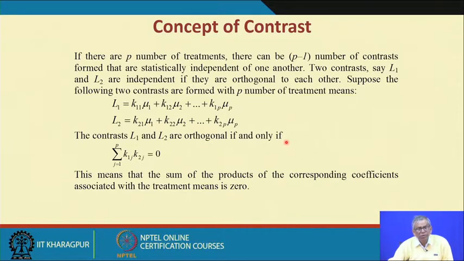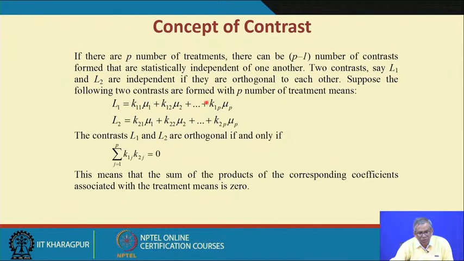If there are p number of treatments, you know what a treatment is, there can be p minus 1 number of contrasts that are statistically independent of one another. Is it okay? So out of p number of treatments, you can form p minus 1 number of contrasts. Two contrasts, say L1 and L2, are independent if they are orthogonal to each other. Now, what is this orthogonality? We must define it.